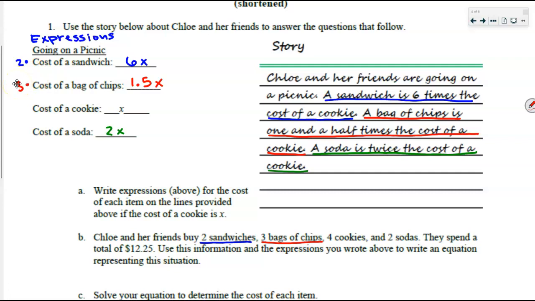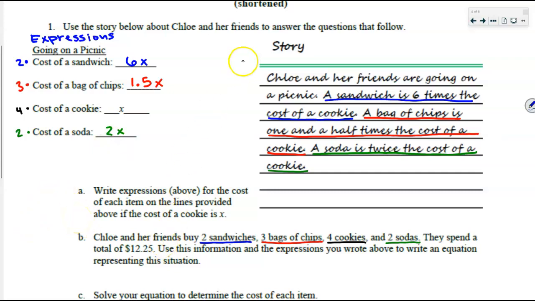3 of them. How many cookies did they buy? 4. So it's not just going to be X, it's going to be 4 of the X's. And sodas, looks like they bought 2. So 2X, but I have 2 of those 2X's. How am I going to represent all of that then?